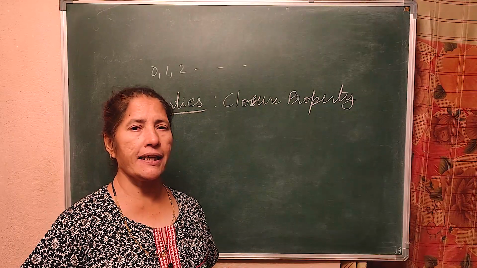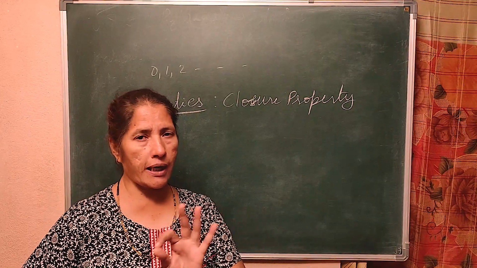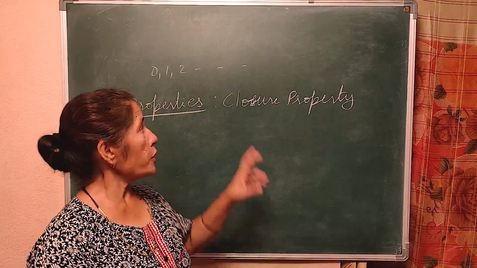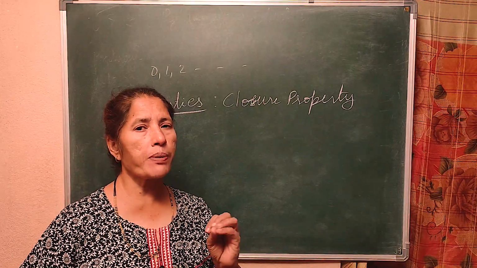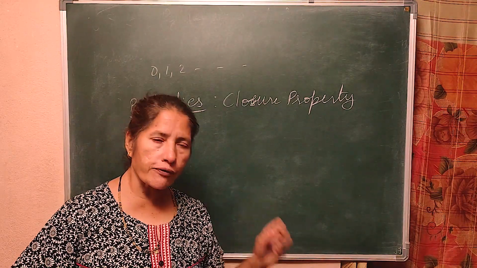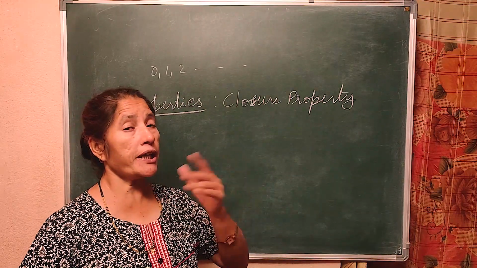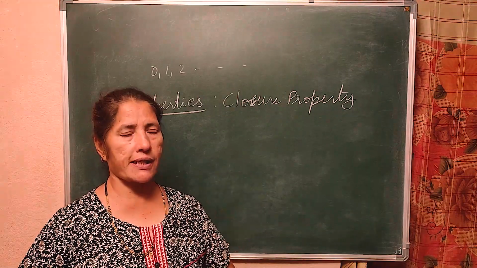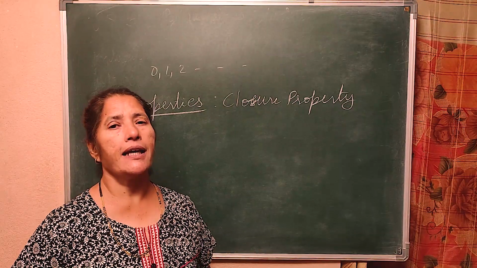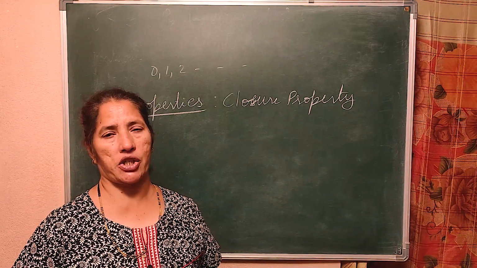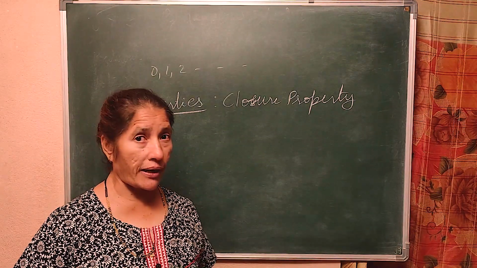Suppose I say 2 belongs to W, the whole numbers being W, isn't it? 2 belongs to W. 3 belongs to W. 2 plus 3 is equal to 5. That is also there in W. 2 into 3 is equal to 6. That is also in W. That is what I say: addition and multiplication. Addition is closed. Multiplication is closed. You understand?